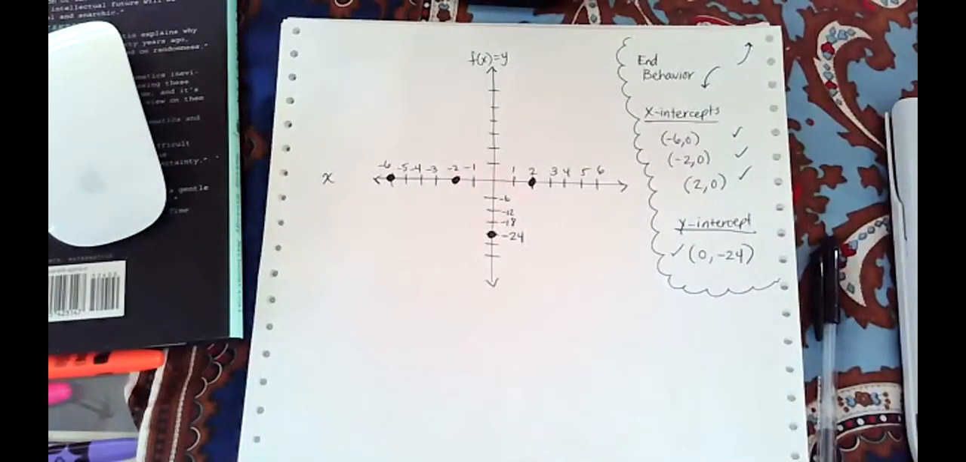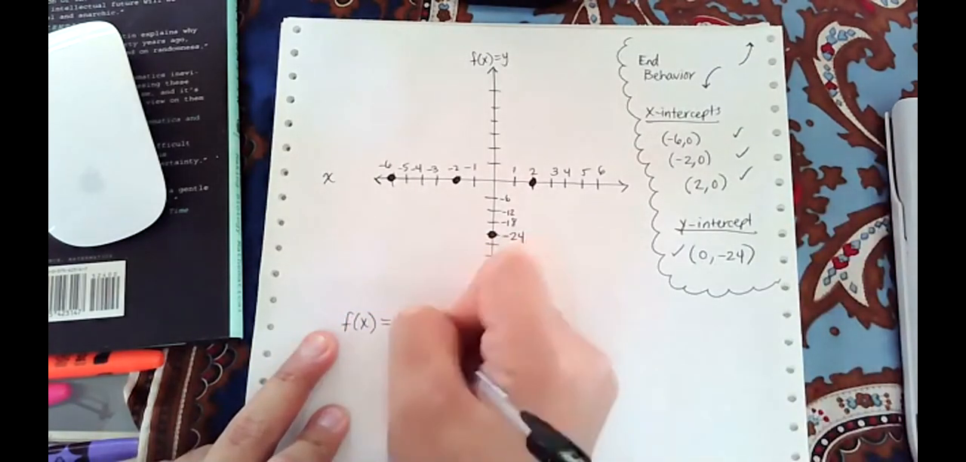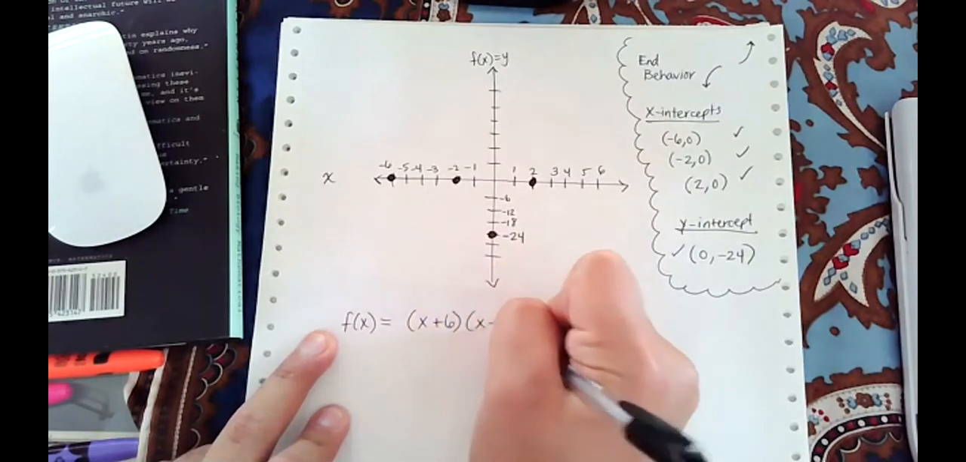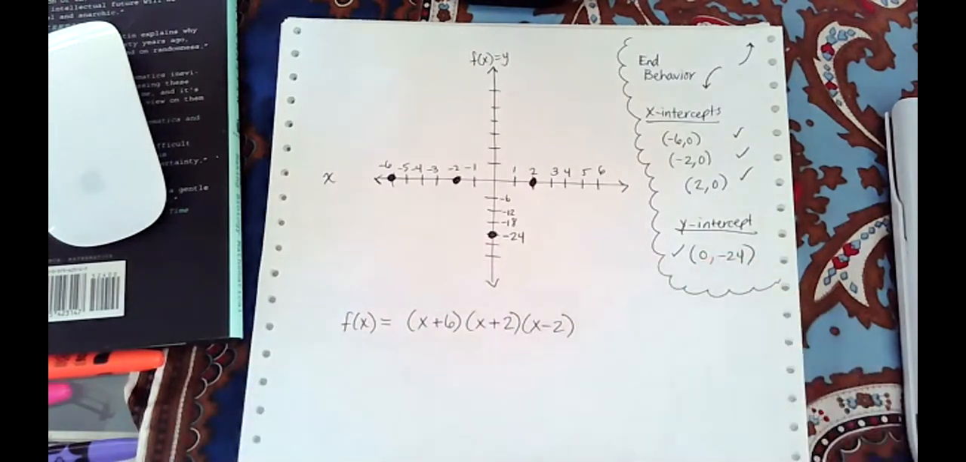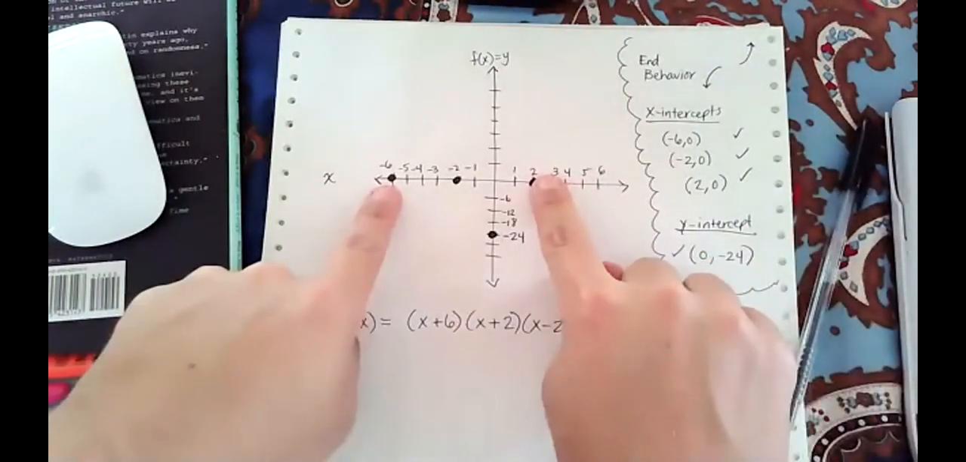Okay, so I've graphed my 4 points for this polynomial. Let me write the function one more time in factored form, just because I like to have the function with us. x plus 6, x plus 2, and x minus 2. Okay. The end behavior says that on the ends of this function, right?